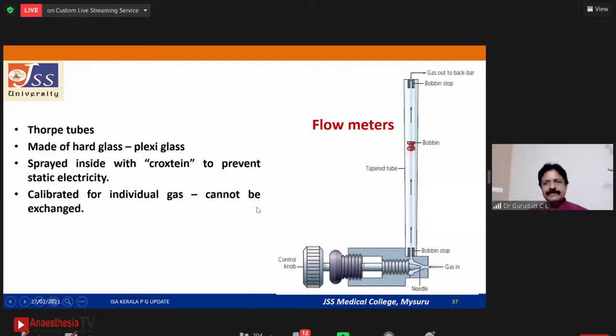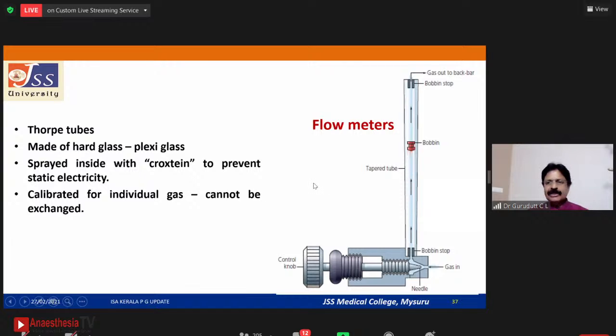Another thing is, these flow meters are calibrated for each gas separately at sea level. This is very important because the flow entirely depends on the viscosity and the density. At lower flows, viscosity governs, and at higher flows, the density governs. And the density and viscosity change with the particular gas. So that is the reason you have to have calibration for each of the gases.